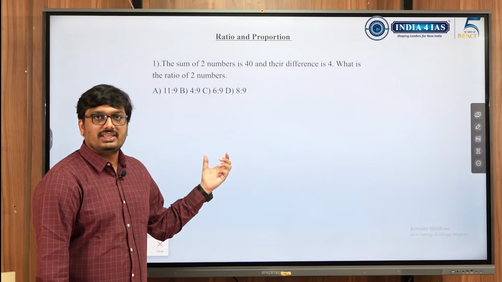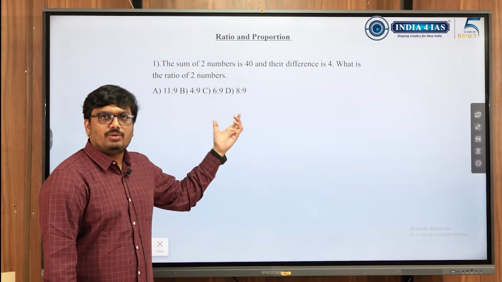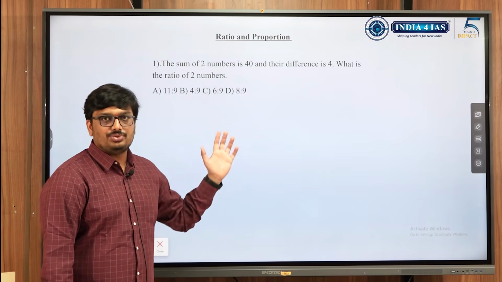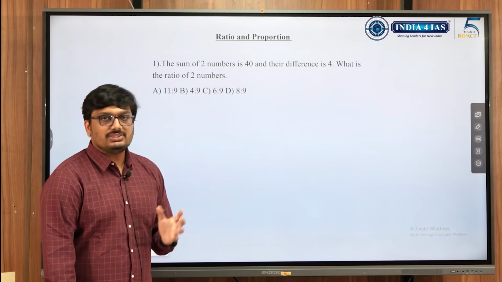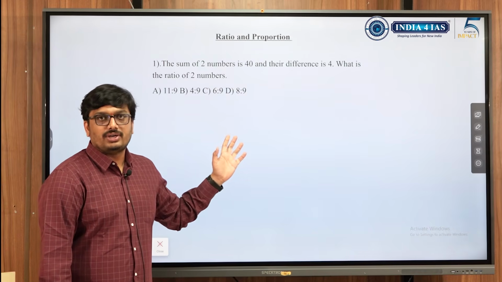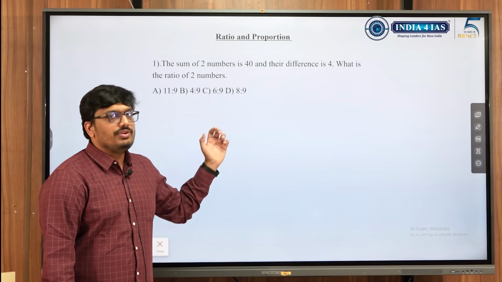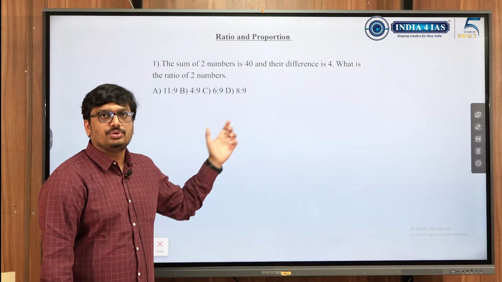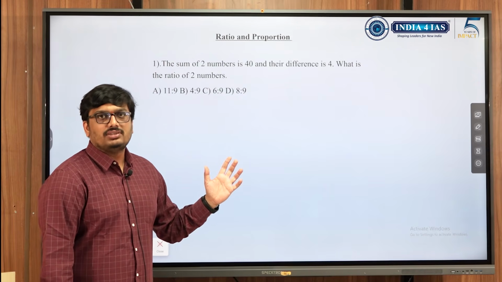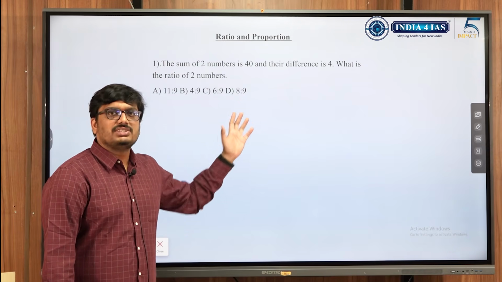In quants and reasoning, in each unit, we will solve almost 50 questions. After completion of each unit, we will solve PYQs. Always in UPSC, PYQs is important. The theme is important. So, we will solve all PYQs from 2010 to till 2025. So that we will see some questions.